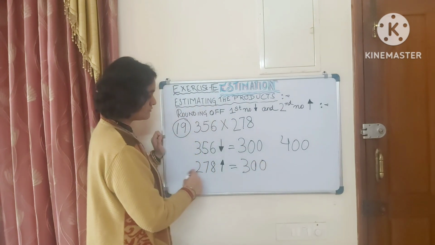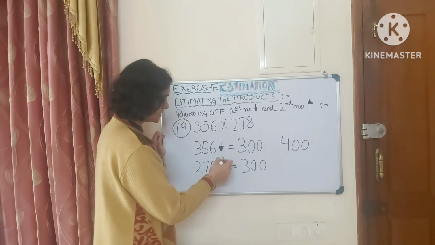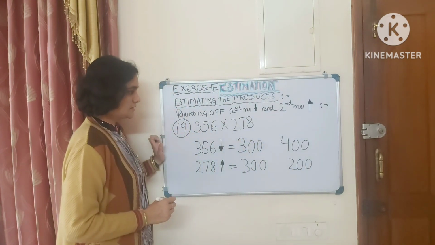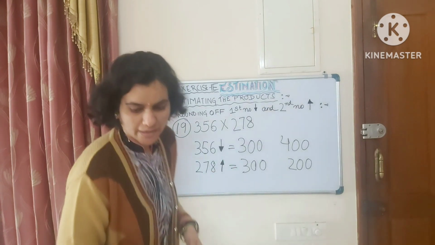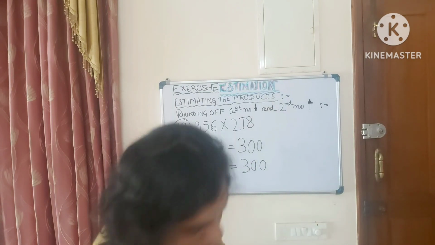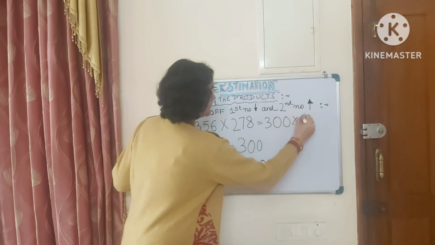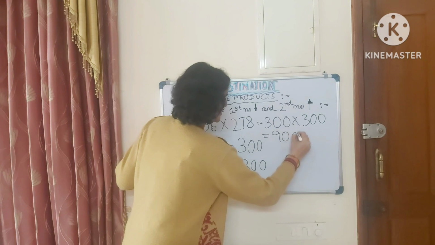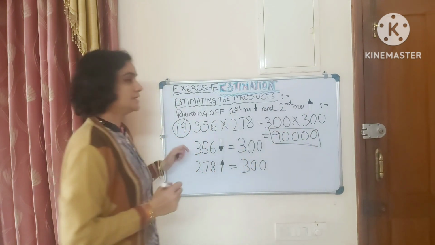And if for the same number, 278, we are asked to estimate downwards, it will become 200. So here it is asking us like this, so both the answers will be 300. I'll erase this to avoid confusion, it was just discussion. So it will become 300 multiplied by 300. So the answer will be 90,000 again. This is the answer for question number 19.